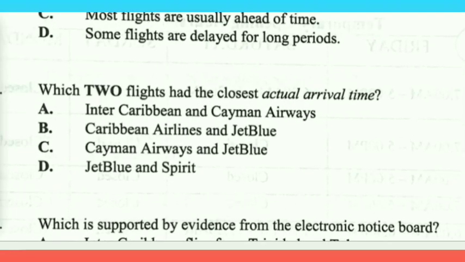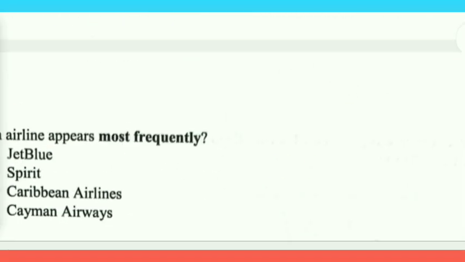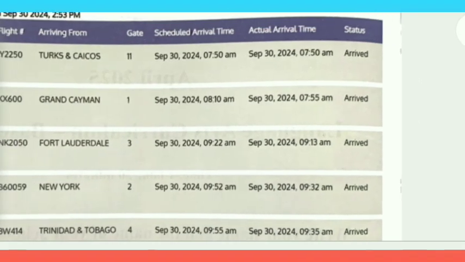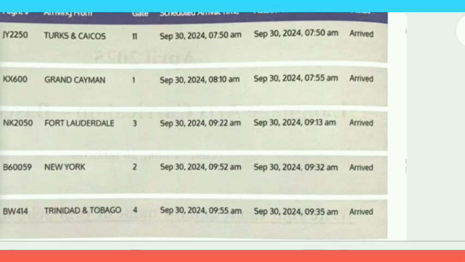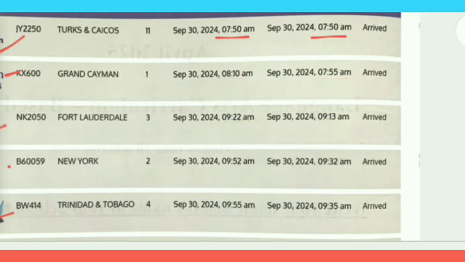All right, number 5. Which two flights had the closest arrival time? Let's go back to those arrival times. So now we're not looking at the projected time or the scheduled time. We're looking at the actual time. Which two have the closest arrival time? So we're looking at the first flight, and it's 7:50, 7:55. Those are close. 9:30, 9:32 also close.